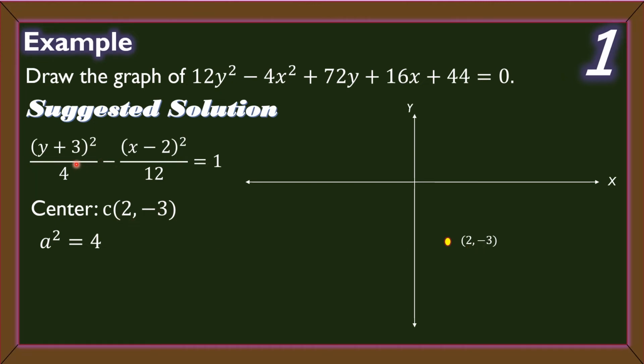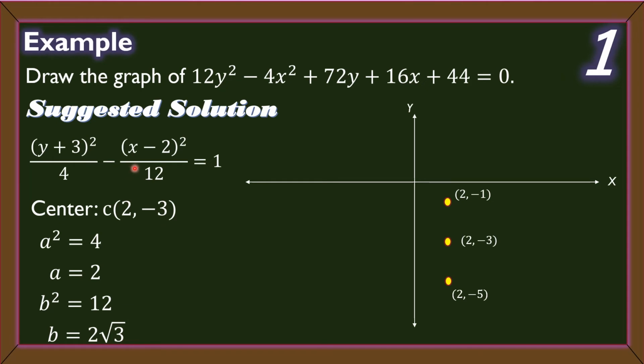Also from the equation, in the positive term, a squared is equal to 4, then a is equal to 2. So we have a vertex that is 2 units away from the center, and this will have coordinates (2, -1). Also, a vertex that will be 2 units away from the center will have the coordinates (2, -5). Going back to the equation, b squared is equal to 12, then b is equal to 2 square root of 3.